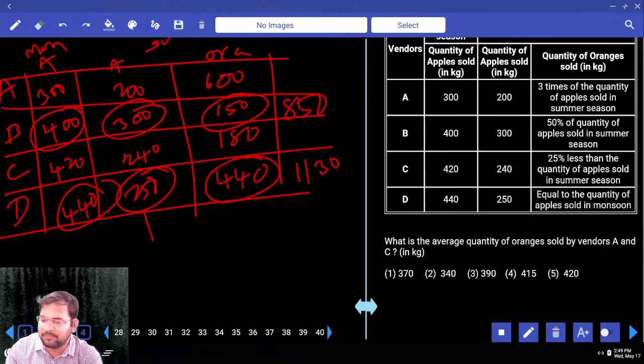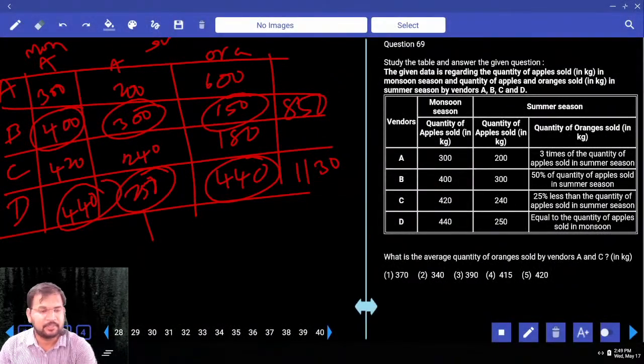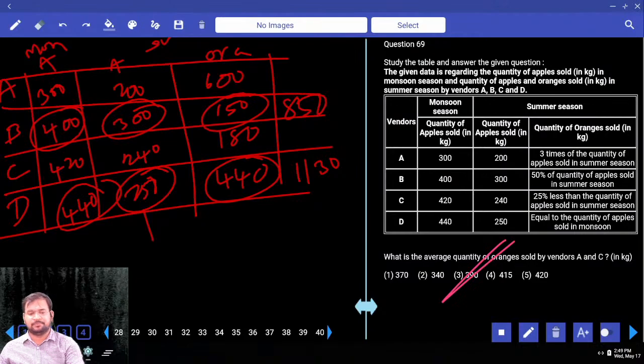What was the average quantity of oranges sold by which companies? A, C. 780, 390. 780 by 2.